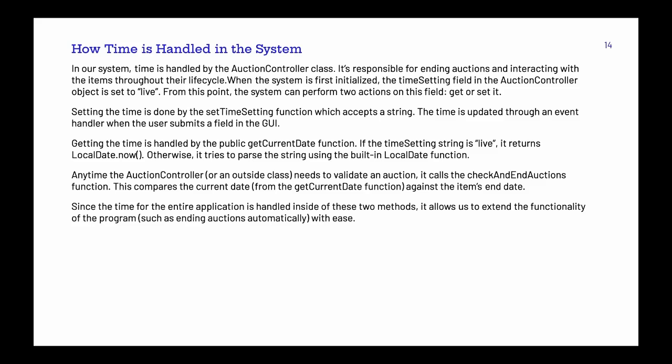Anytime the auction controller or another class needs to validate an auction, it can call the check and end auctions function, and it compares the current date from the getCurrentDate function against the item's actual end date. And since the time for the entire application is handled inside of these two methods, it allows us to extend the functionality of the program, such as ending auctions automatically.